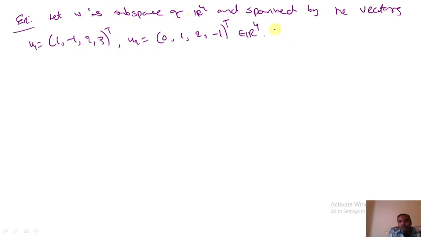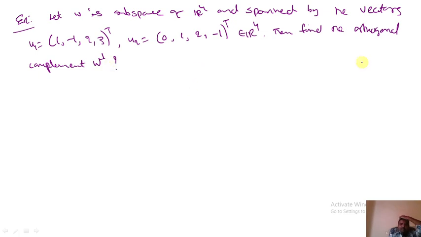Now find the orthogonal complement W perp.